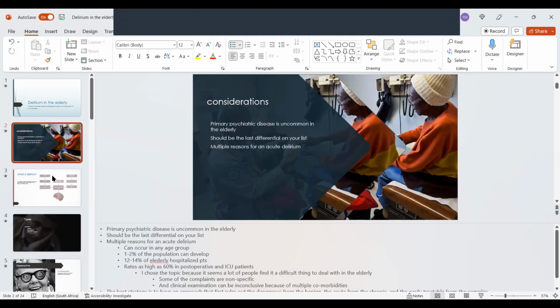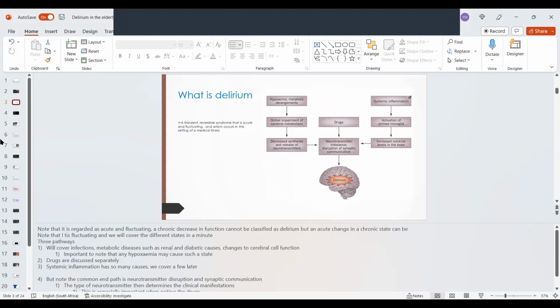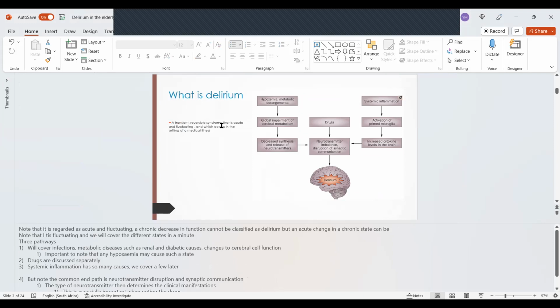So let's go to the next one. Sorry, let me get that up. So what is delirium? It's a transient reversible syndrome that is acute and fluctuating and which occurs in the setting of medical illness.